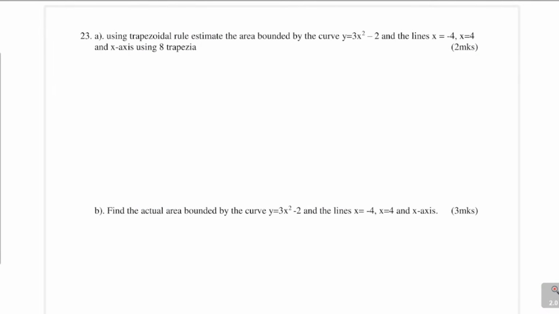Question 23. Part A. Using the trapezoidal rule, estimate the area bounded by the curve y is equals to 3x squared minus 2, and the lines x is equals to negative 4, x is equals to 4, and the x-axis using 8 trapezia. You're supposed to use the trapezoidal rule. So the first thing, you're given the range from negative 4 to 4. So prepare a table of values all the way from x is equals to negative 4 to x is equals to 4.